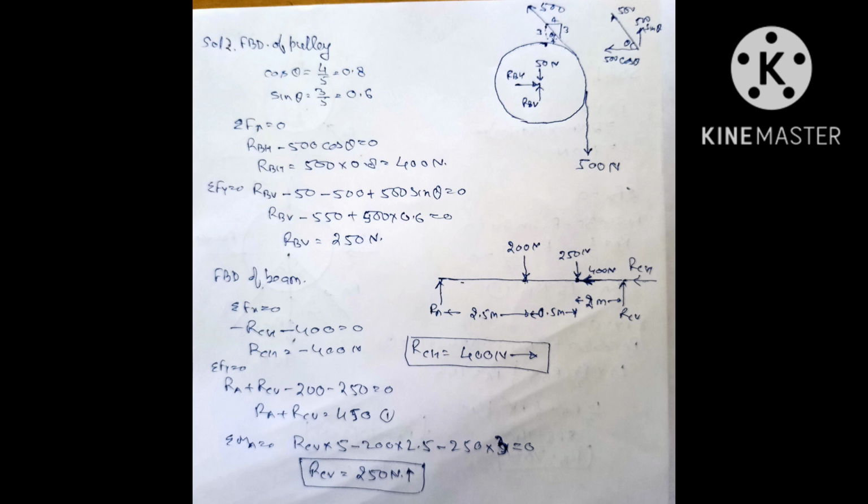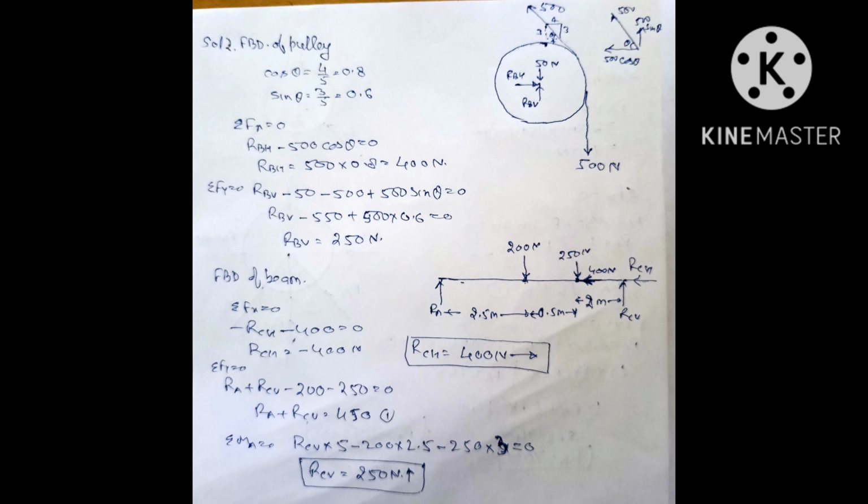Now once we have resolved this 500 Newton force, we can apply the conditions of equilibrium. Sigma Fx equal to 0. So plus RBH minus 500 cos theta equal to 0. So RBH equal to 400 Newton. Similarly, sigma Fy equal to 0. So plus RBV minus 50 minus 500 plus 500 sin theta equal to 0. So RBV equal to 250 Newton.